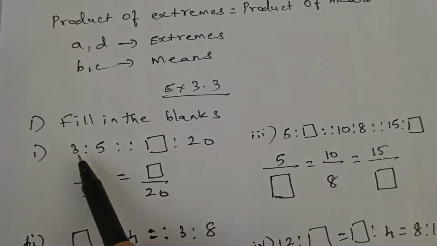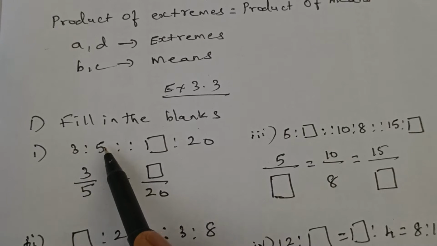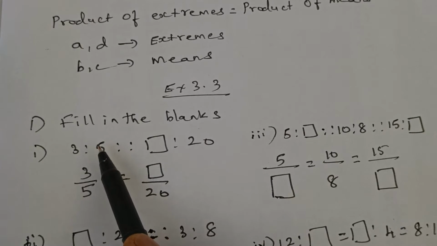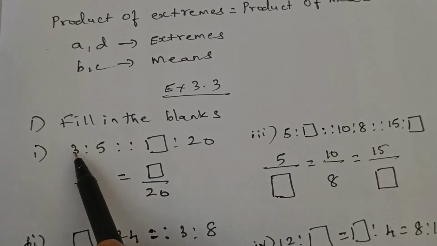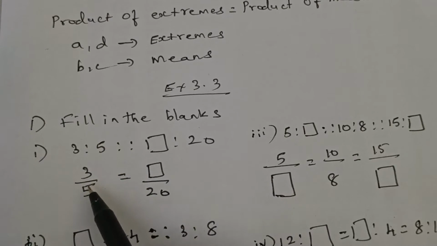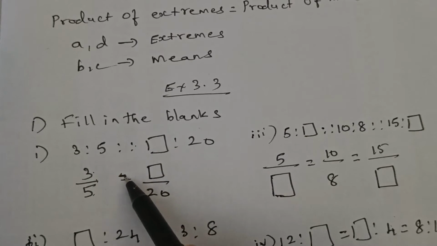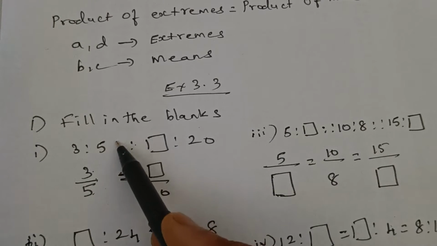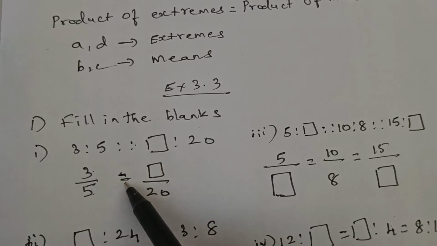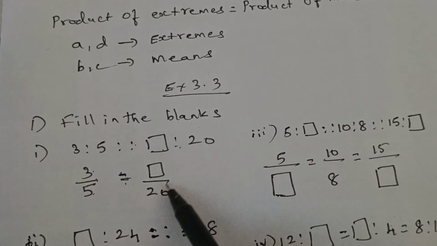We'll equate the ratios. 3 is to 5 is a ratio. What is the operation in a ratio? It is division. So we can write the ratio as a fraction. 3 is to 5 is 3 by 5. We put this as equal to, because the ratios are equal, dash by 20.